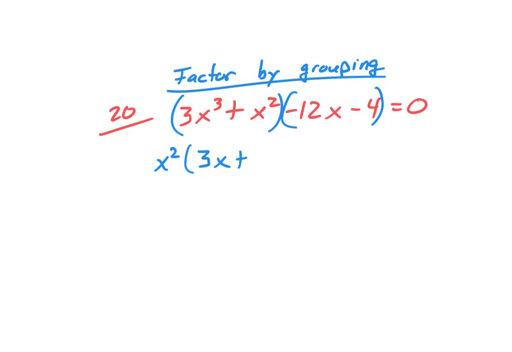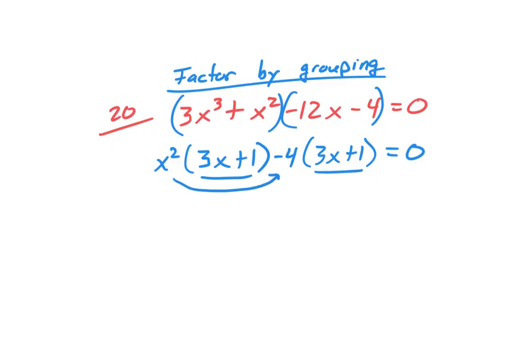And that leaves me 3x plus 1. If I look at the second group, I can take out a negative 4. And that leaves me 3x plus 1. So if I truly can factor by grouping, if this really is going to work, the 2 parentheses that I get after I factor out the GCF should be the same. If those 2 are the same, that means we can definitely do this by factoring.